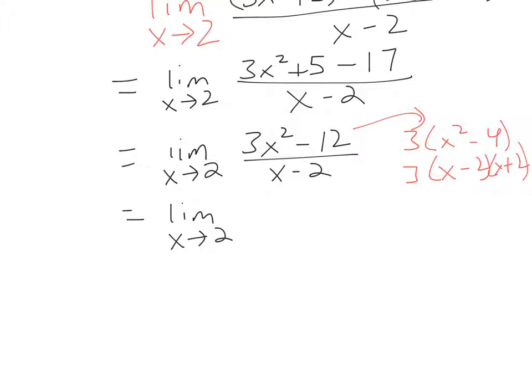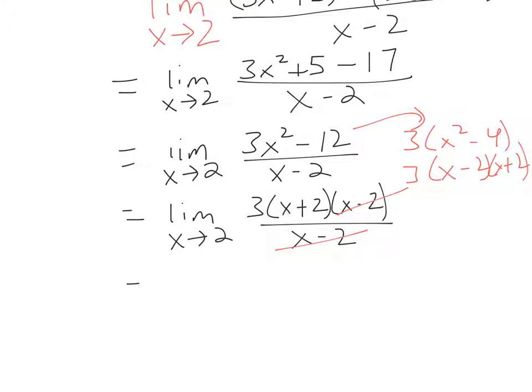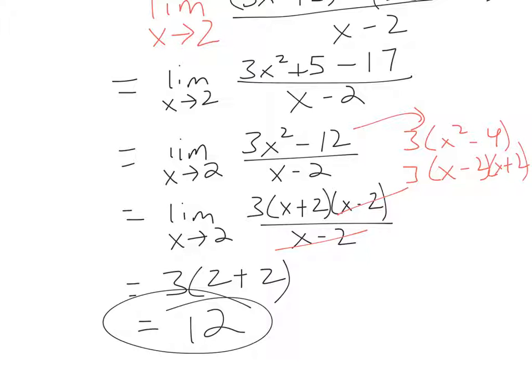Just to try to keep my work from getting exceptionally long, but try your best, over x minus 2, and the x minus 2's cancel, and then I plug the 2 in, so I get 3 times 2 plus 2, which is 12. So my slope is 12. Okay, winner. The slope is 12.